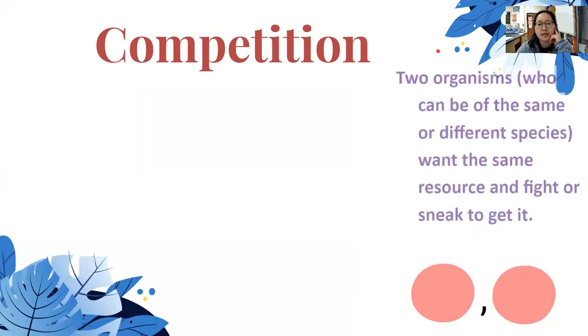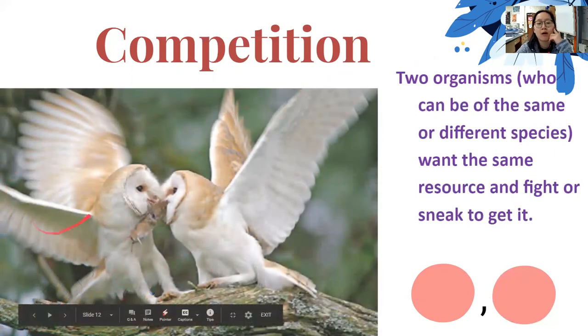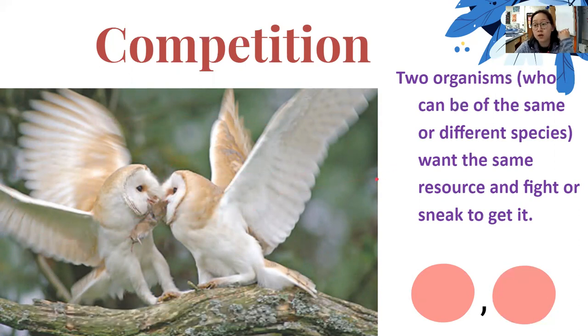Competition is the last interaction, and that's when two organisms who can be of the same or even of different species want the same resource. So they're going to fight or sneak in order to compete with each other and get as much as they can of the resource. So here we have two barn owls fighting over a rodent food source because maybe there's not enough food to go around, so they're fighting over it. Other examples could be for mates, for water resources, for plants, for land or territory. All those things are resources that animals will want, whether they're fighting their own species for it or they're fighting a different species for it.